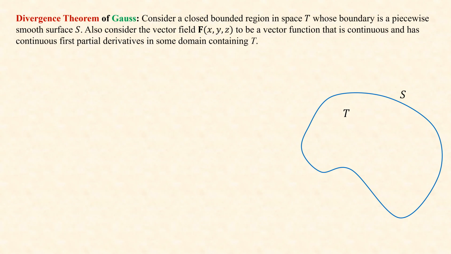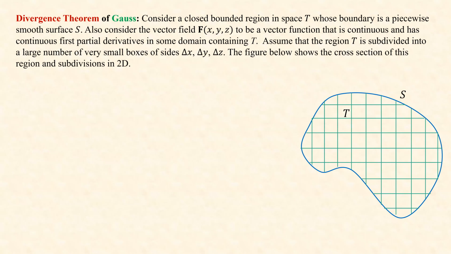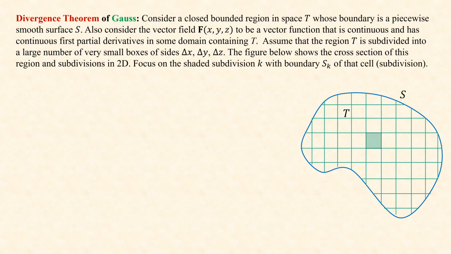All right, so this is the setup. Don't worry about it too much. Assume that the region T is subdivided into a large number of very small boxes of sides delta X, delta Y, delta Z. This figure shows the cross section of this region and the subdivisions in 2D. So we're only showing the two-dimensional cross section of that region, but these are all three-dimensional boxes. So we subdivide the whole thing into the small boxes.